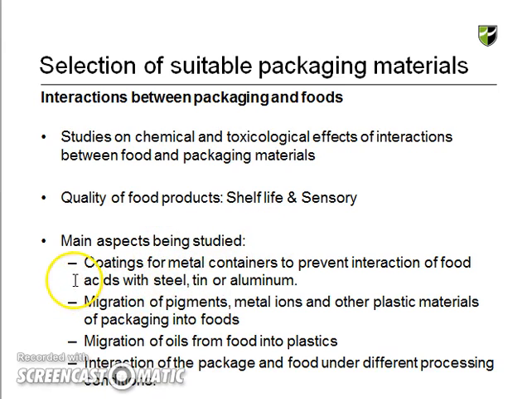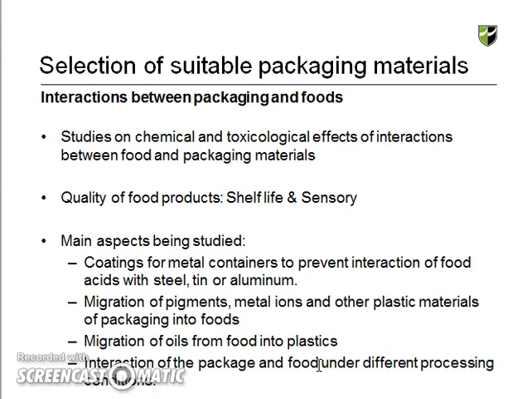So we will look at how the coatings of the metal containers will react with the food, and thus we have to put coatings on the metals of containers to prevent the interaction of food acids with steel, tin, or aluminium. Also, we have to prevent the migration of pigments, metal containers, and other plastic materials of packaging into the foods. And thus, we have to study the effect on the food, and also look at the migration of oils from food into plastics, and lastly find out how the interaction of packaging and food will be under heat, etc.